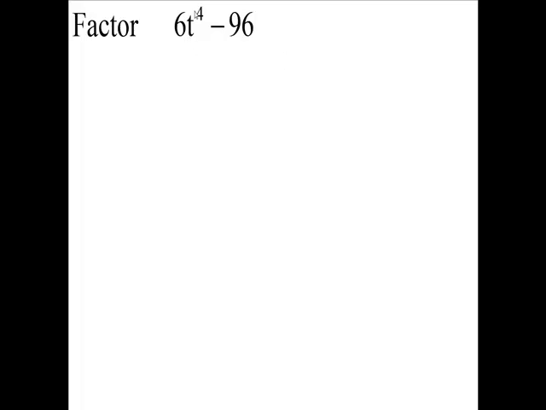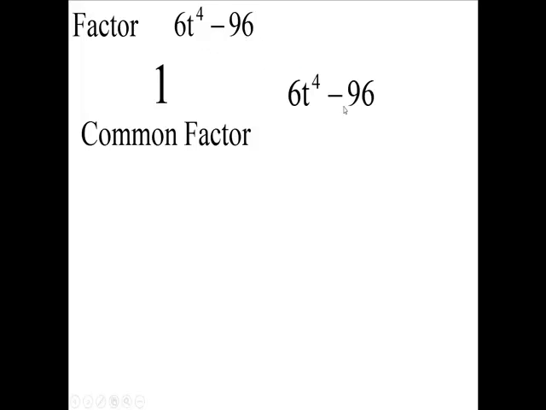Factor 6t to the fourth minus 96. Now notice 6 and 96 are both even numbers, so they have a common factor, but it's not just 2, is it? Okay, let's look at this. 6t to the fourth minus 96. 6t to the fourth is 6, and t, that's t to the fourth. And 96 also contains a 6, not just a 2 but a 6, because 6 times 16 is 96.